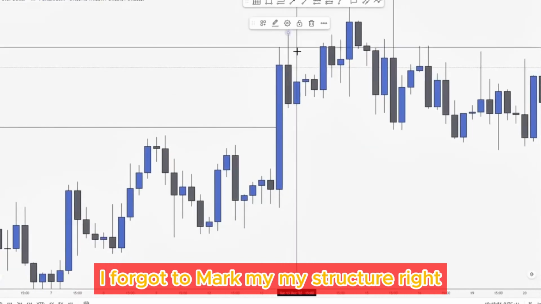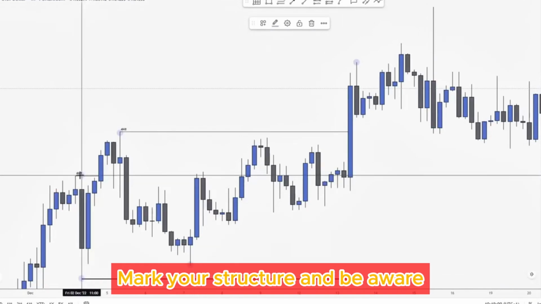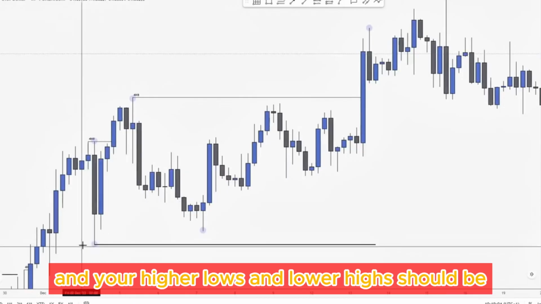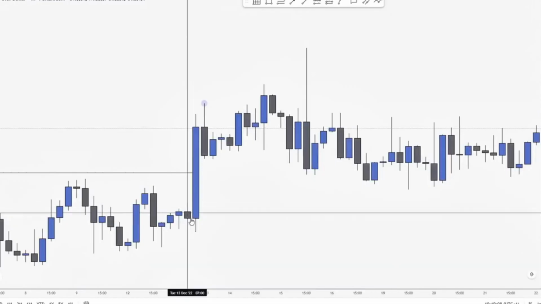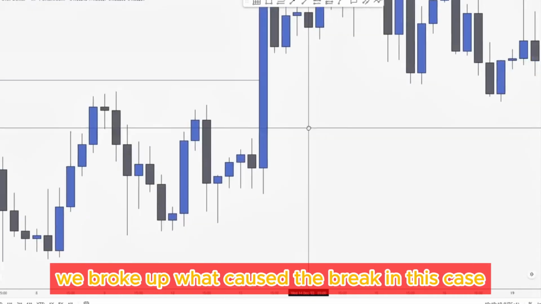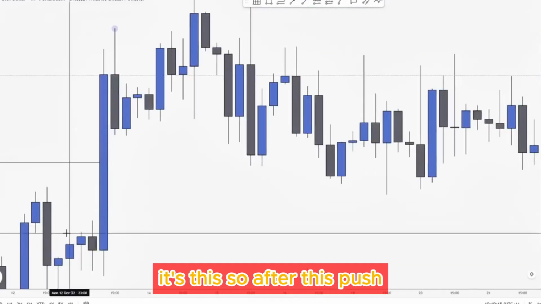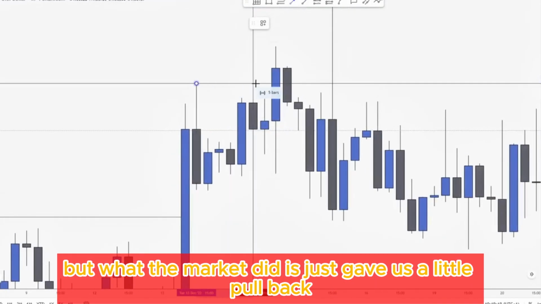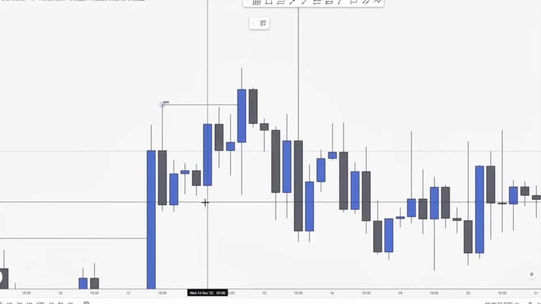I forgot to mark my structure, right? So always make sure to do this. Mark your structure and be aware of where your major structure is, and your higher lows and lower highs should be with such a line right there. We broke up. What caused the break? In this case, it's not this. According to my rules, in fact, it's this. So after this push, the market is not supposed to break below here. But what the market did is give us a little pullback, kept going, and broke structure.